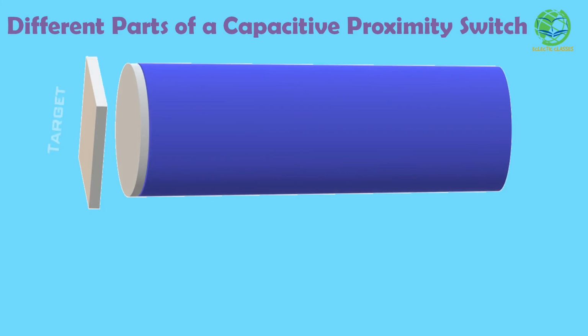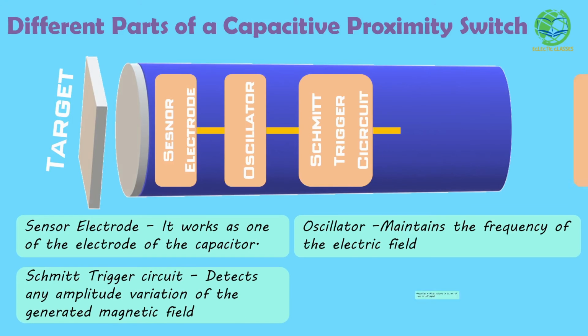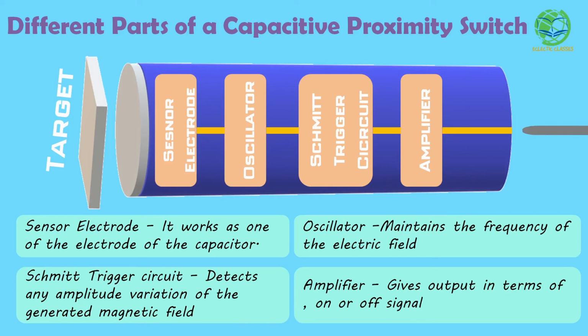The other type of proximity sensor which we are going to study in this video is the capacitive proximity sensor. A capacitive proximity sensor again consists of an oscillator, Schmitt trigger circuit and output amplifier. The roles of these components are the same as explained in the inductive proximity sensors. In addition to these components, a new part is there in the capacitive proximity sensor, that is the sensor electrodes.